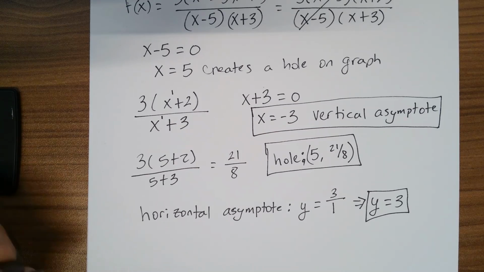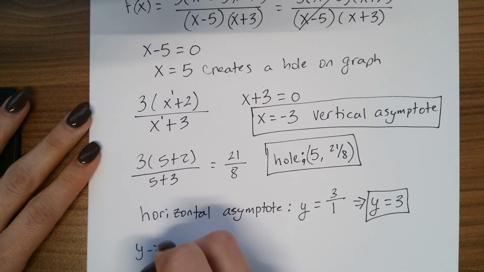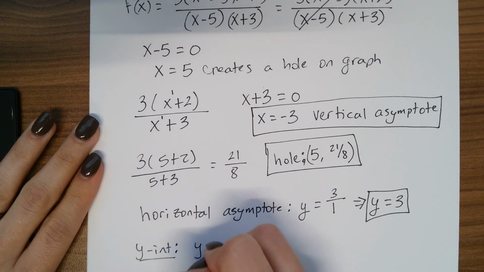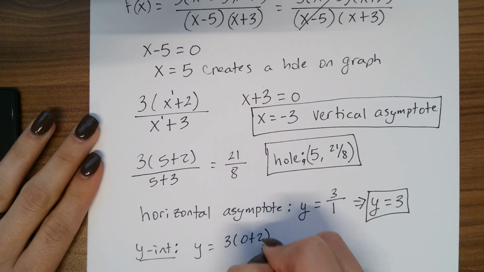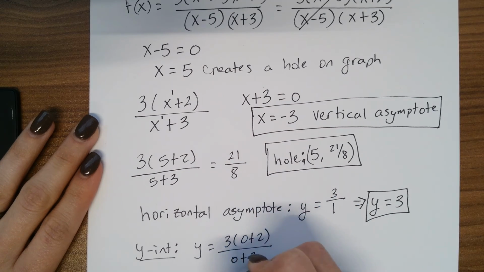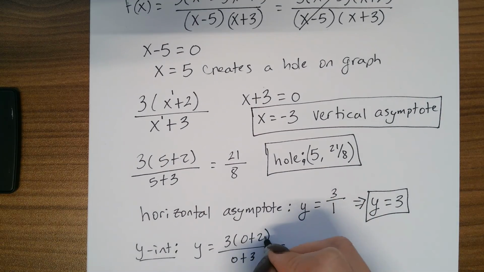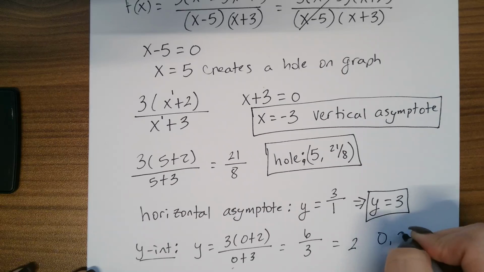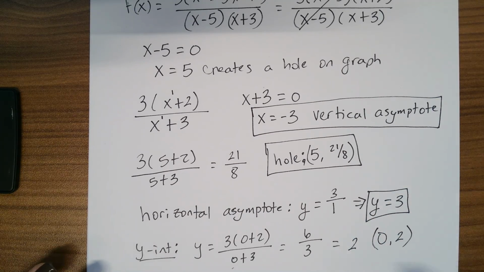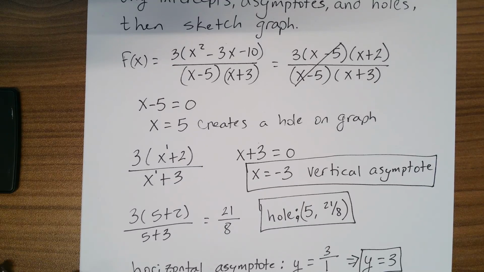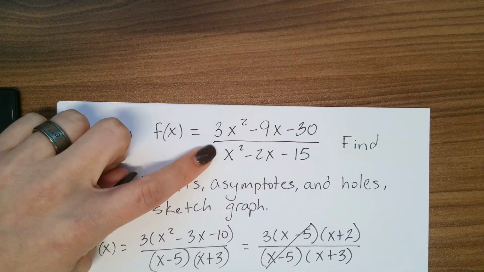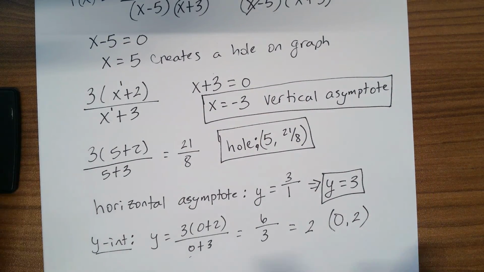Now to find my y-intercept and my x-intercept. So my y-intercept, if I take 0 and plug it in for x, I'm going to get y equals 3 times 0 plus 2 divided by 0 plus 3. 0 plus 2 is 2 times 3 gives me 6 over 3, which is equal to 2. So my y-intercept is (0, 2). And this would be the same exact value you would get if you found the y-intercept from the original function. So you can do it either way. You can find it right off the bat, or you can wait until you have it in simplified form. You will get the same value.